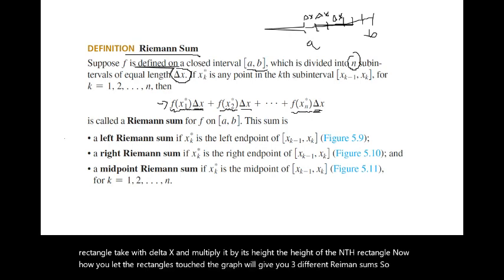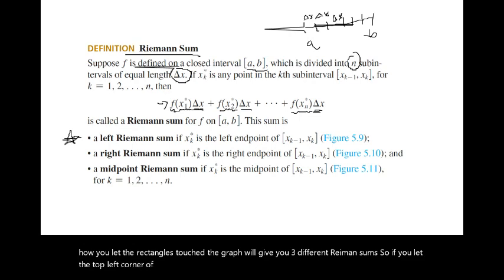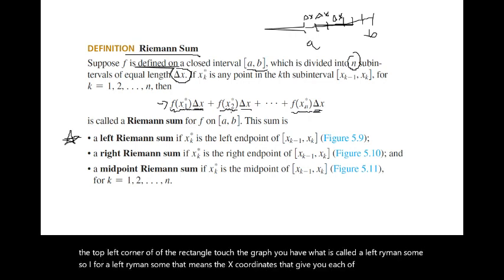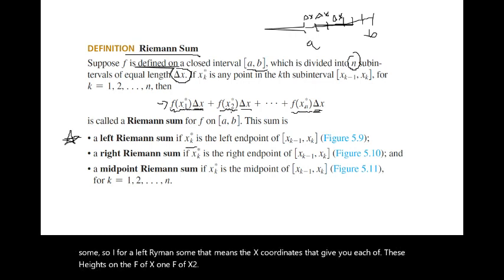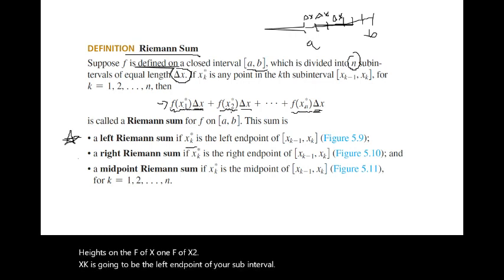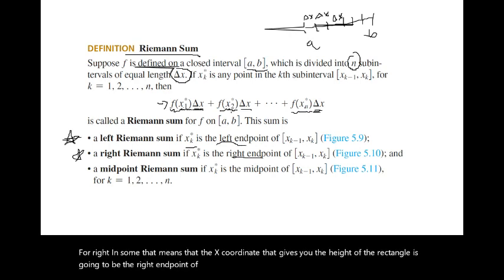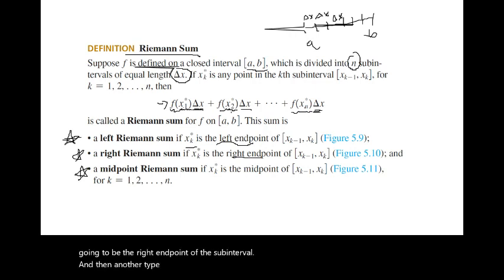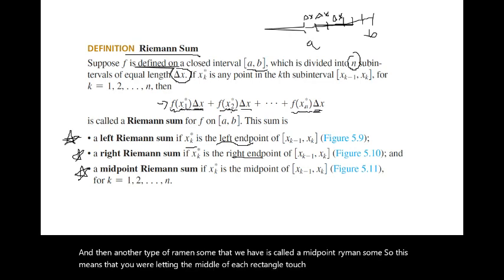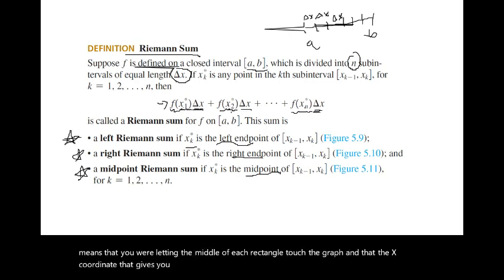So if you let the top left corner of the rectangle touch the graph, you have what is called a left Riemann sum. So for a left Riemann sum, that means the x-coordinates that give you each of these heights, the f of x1, f of x2, xk is going to be the left endpoint of your subinterval. For a right Riemann sum, that means that the x-coordinate that gives you the height of the rectangle is going to be the right endpoint of the subinterval. And then another type of Riemann sum that we have is called a midpoint Riemann sum. So this means that you are letting the middle of each rectangle touch the graph, and that the x-coordinate that gives you the height of the rectangle will be the midpoint of the subinterval.